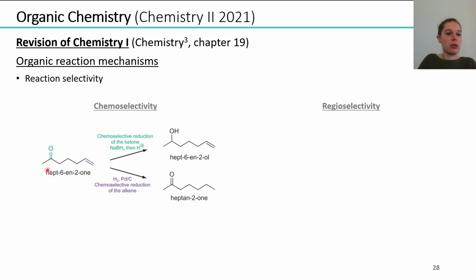So in principle, you have two different functional groups, and then depending on the reaction, you can selectively change one functional group while the second will be maintained.